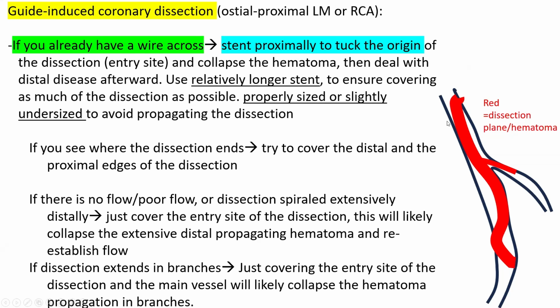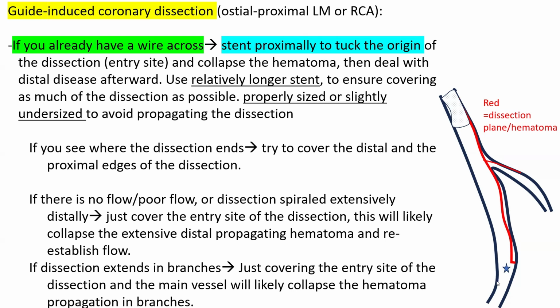So you stent here, the origin. The red is that dissection propagating distally. You tuck the origin of the dissection. This often reestablishes flow, and the whole hematoma will likely improve and at least partially collapse.